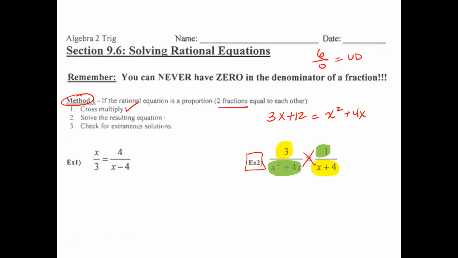Then step number 2. It's asking me to solve this. So I'm going to move that 3x over to the right side and that 12 over to the right side. So I have a 0 on the left side, x squared plus 4x minus 3x is a 1x. And then that 12 becomes a negative 12 because I'm moving it to the right side.